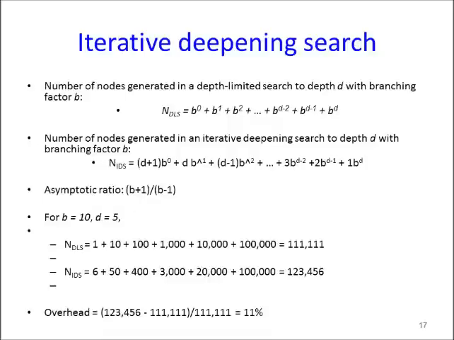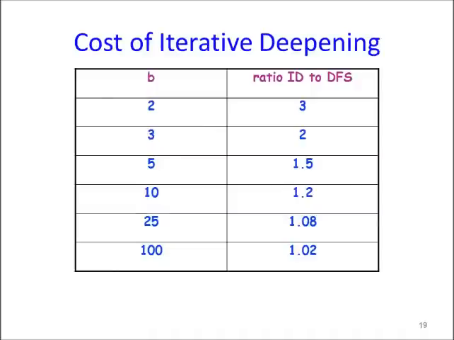So now let's see how bad this is, right? This is the ratio of iterative deepening depth first search to breadth first search. This should be breadth first search. And if B is 2, this ratio is 3. That means I'm going to spend 3 times more time. But B equal to 2 is not that difficult a problem. It's only 2.